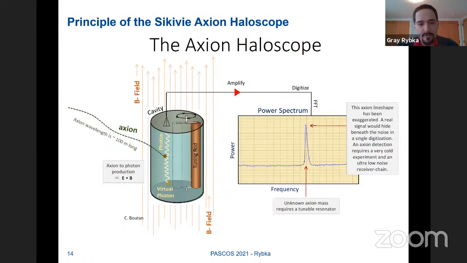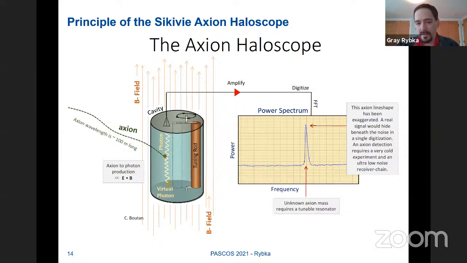To move away from tuning forks, here's a slightly more complicated cartoon showing the axion coming in. There's a microwave cavity there in a strong magnetic field. There's a tuning rod that lets you change the frequency of that cavity. That axion converts into photons, is picked up by a little antenna. It goes through an amplifier.